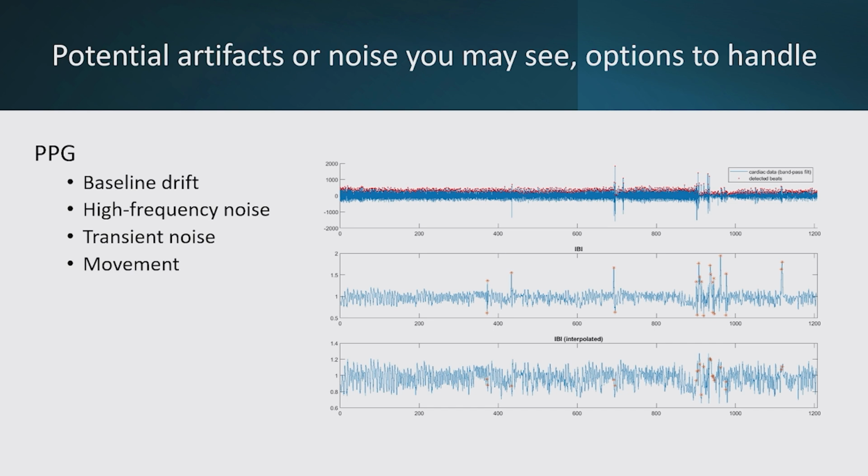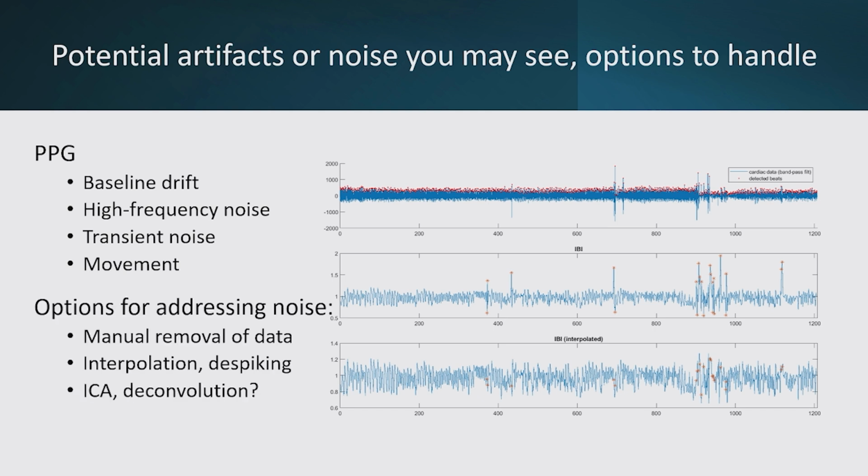Artifacts and noise that you might see in this data when you're looking at it post hoc include any kind of baseline drifts. There's some high frequency noise that appears. Transient noise like finger movement is very common. You can actually see here in this data the outlier peaks that are there. Most likely they are some kind of twitch or finger movement, and there are quite a few at certain times. So how do we address those and what can we do?